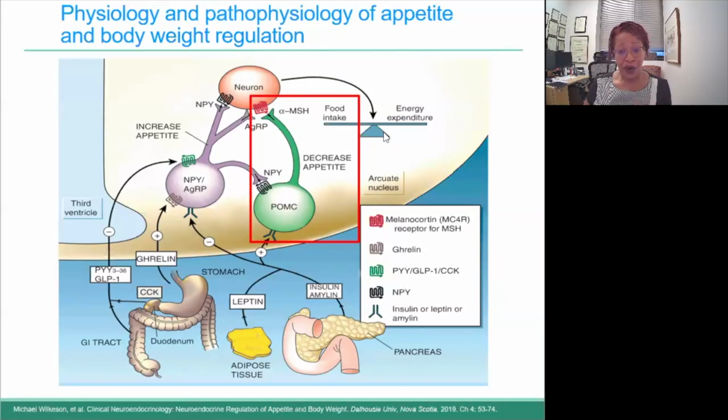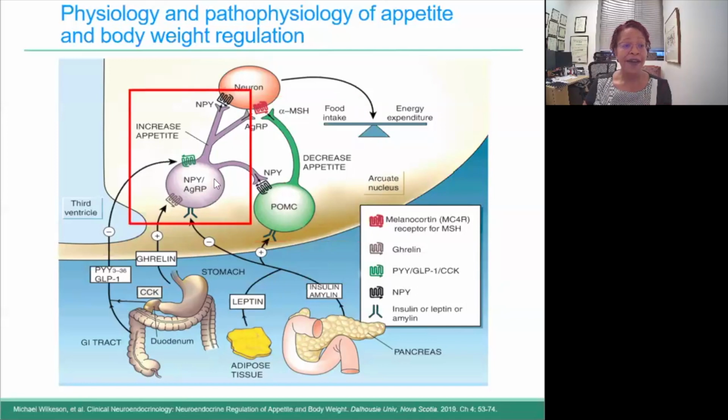The opposing neurons or nerves are these, neuropeptide Y, agouti-related protein neurons. When these nerves are stimulated, what results is the opposite. It shuts the other side off and leads to an increase in appetite, increased food intake, and a decrease in energy expenditure. So if you have increased stimulation over here, you have weight gain. If you have increased stimulation over here, you have weight loss.